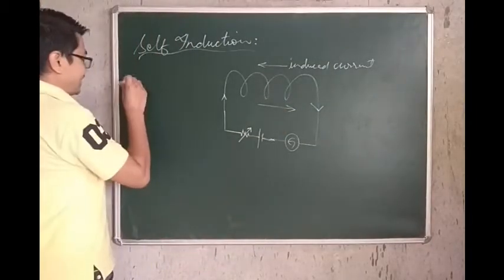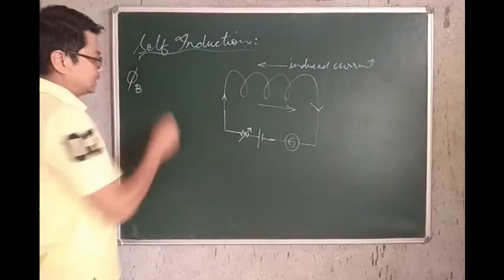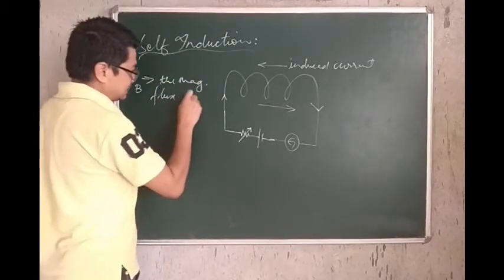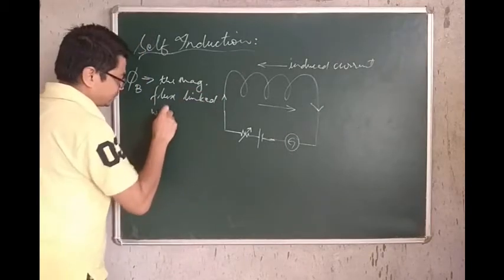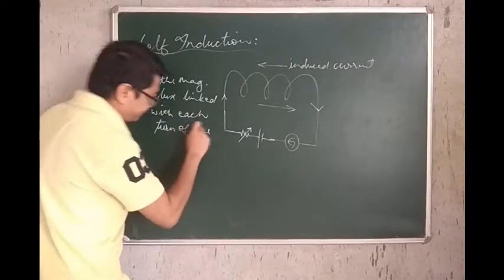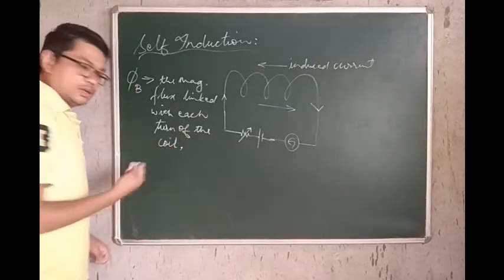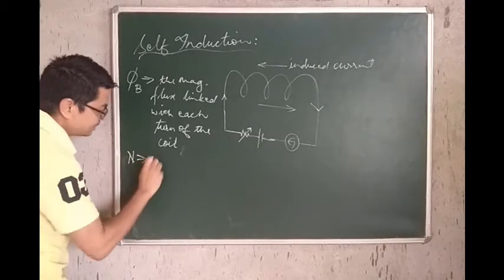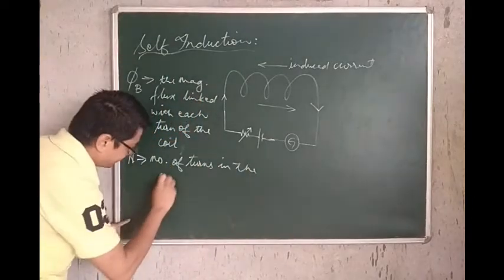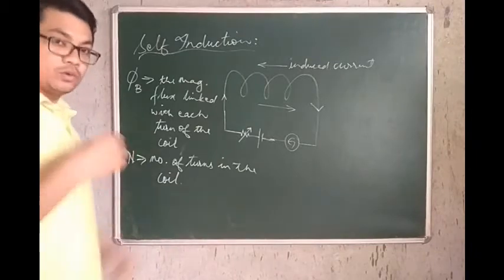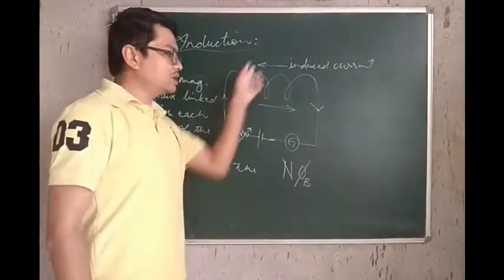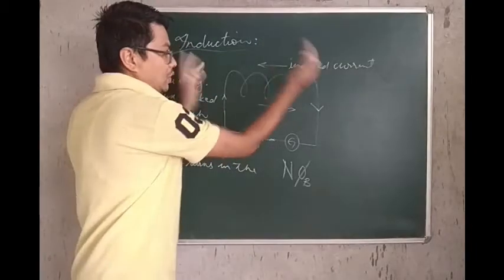So if phi B, phi subscript B, is the magnetic flux linked with each turn of the coil, and capital N be the number of turns in the coil, then what we have is the flux linked with the coil. N phi B is the flux linked with the whole coil.